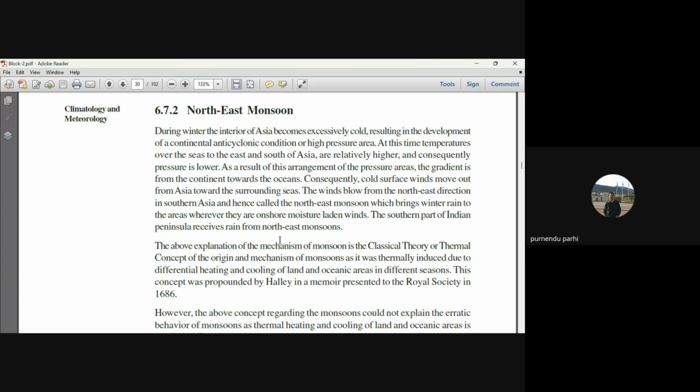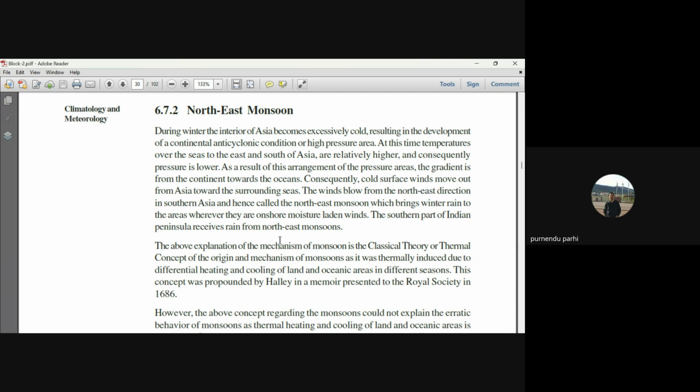The winds blow from the northeast direction in southern Asia and hence are called the northeast monsoon, which brings winter rain to the areas where there are onshore moisture laden winds. The southern part of the Indian peninsula receives the rain from the northeast monsoon.